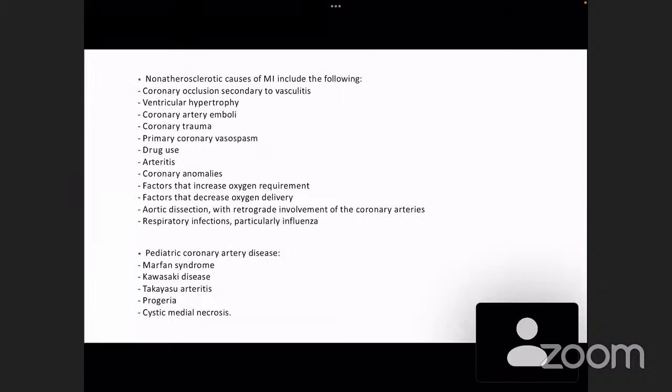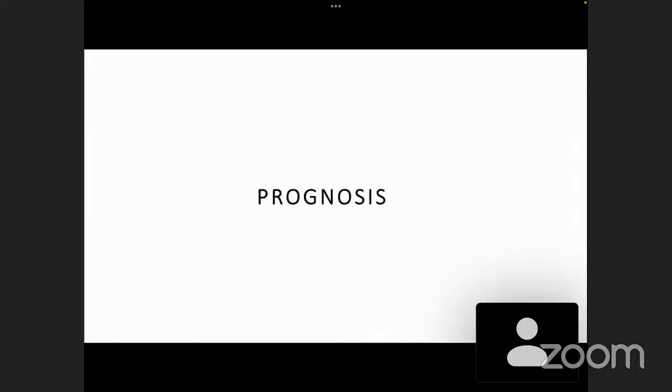Also, there are non-atherosclerotic causes of MI, which include coronary occlusion secondary to vasculitis, ventricular hypertrophy, coronary emboli, coronary trauma, primary vasospasm, drug use, and arthritis. All these fall under non-atherosclerotic causes. For pediatric coronary artery disease, we have Marfan syndrome, Kawasaki, Takayasu, and progeria, all seen in pediatrics.